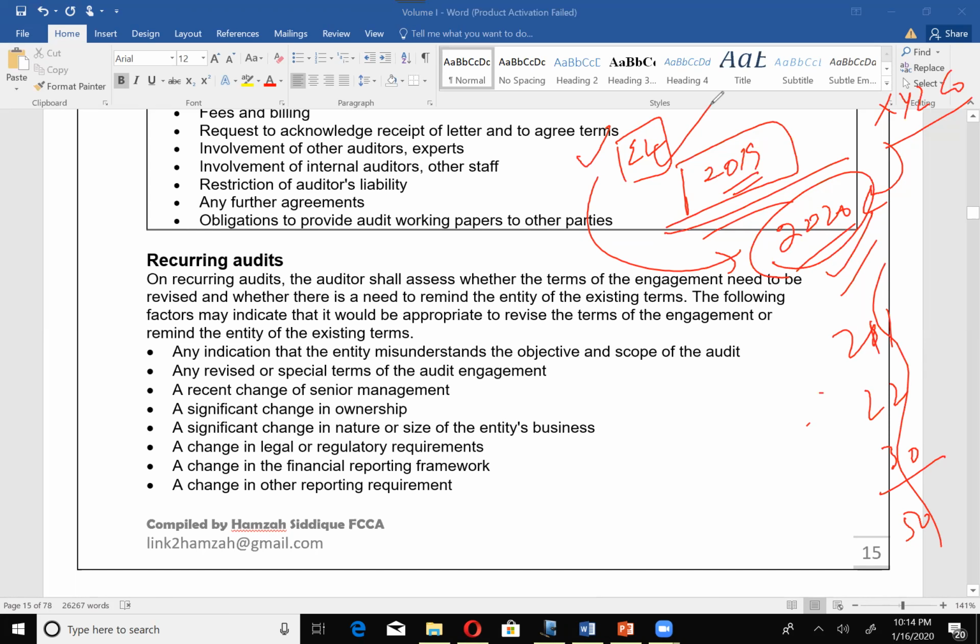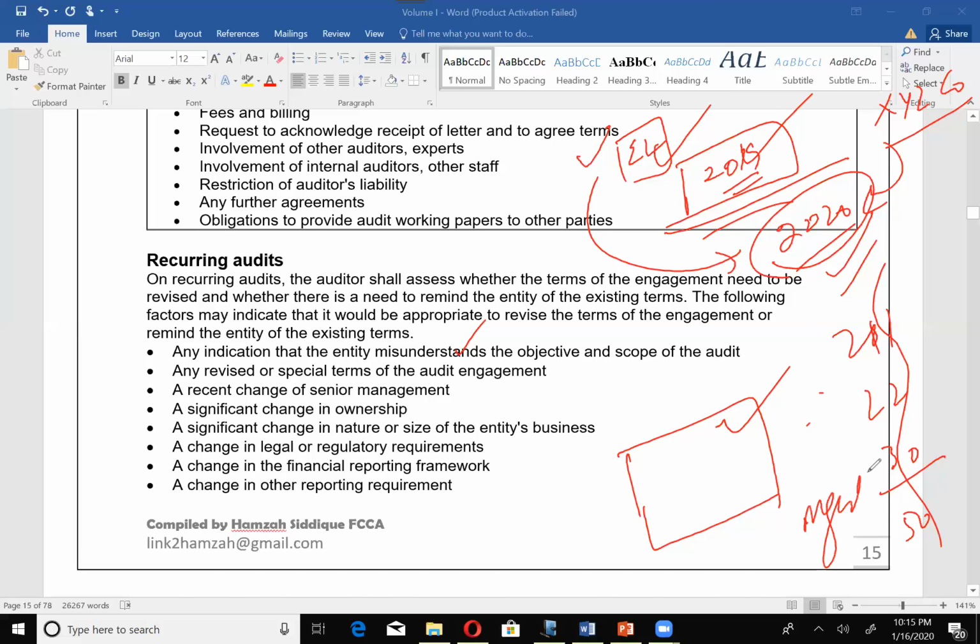What are those circumstances? Remember, students, I told you that they are the terms and conditions of audit. If there is any misunderstanding about any responsibility between auditor and management, it needs to be revised. Any misunderstanding about the scope of audit, objective of audit. If the company wants the auditor to do some additional work which was not done the previous year, they want to revise the terms and conditions, so of course it needs to be revised.